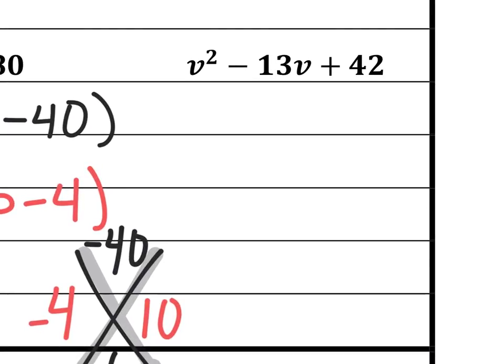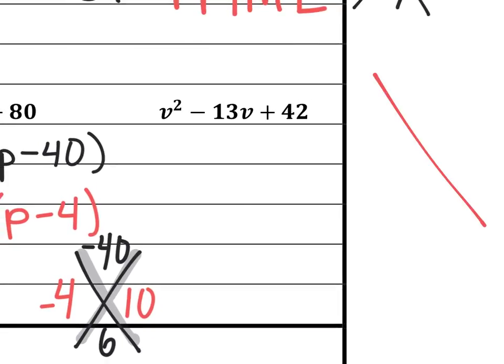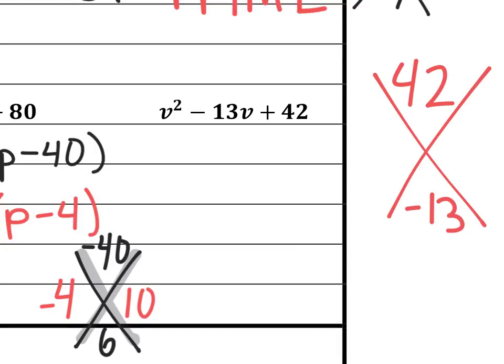Last one, is there a GCF? Nope. So we're looking for two numbers that multiply to 42, add to 13. Discuss. Lauren, what are my two numbers? Negative 7 or positive 7? Yeah. So it's going to be v minus 6 and v minus 7.